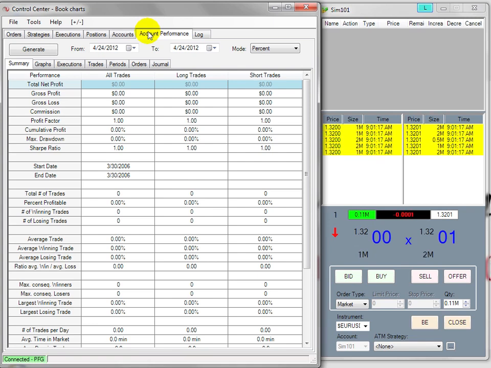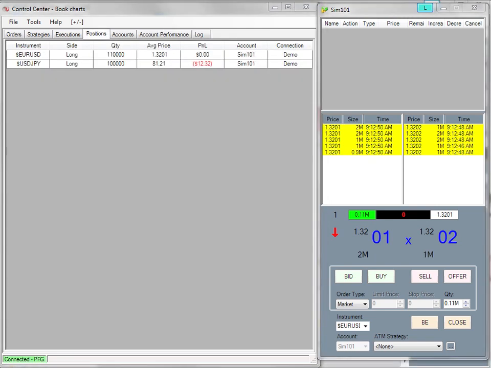A lot like a baseball player wants to know how many RBIs he's hit, what his batting average is, a trader wants to know how they're doing. How many of their trades have been profitable, how many have been losers, what their average profit is, what their average loss is, their win-loss ratio. This type of information is key. It tells traders how they're doing. Are they improving? Are they getting worse? And it allows for adjustments.